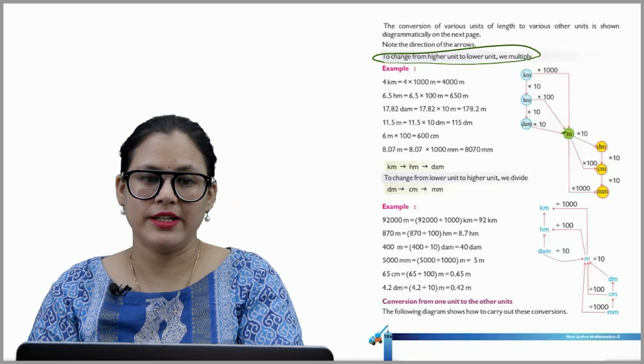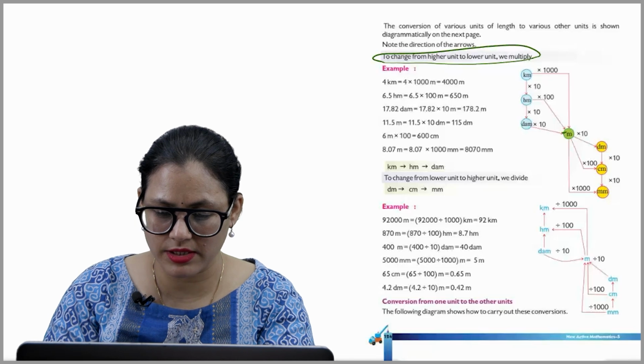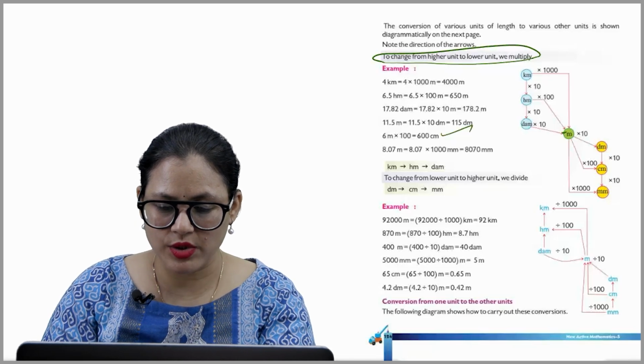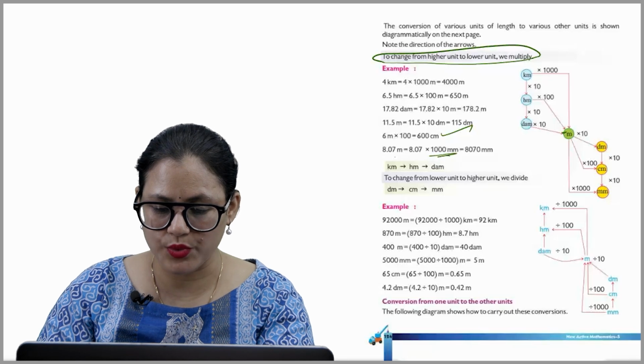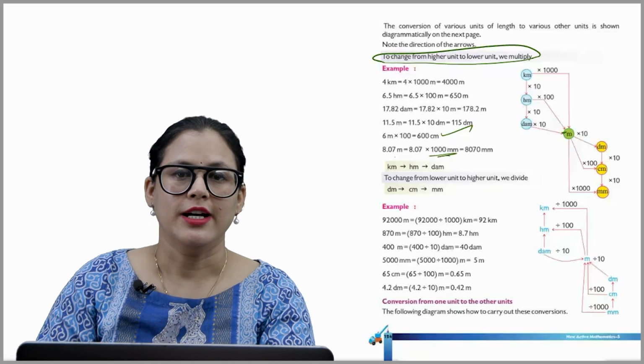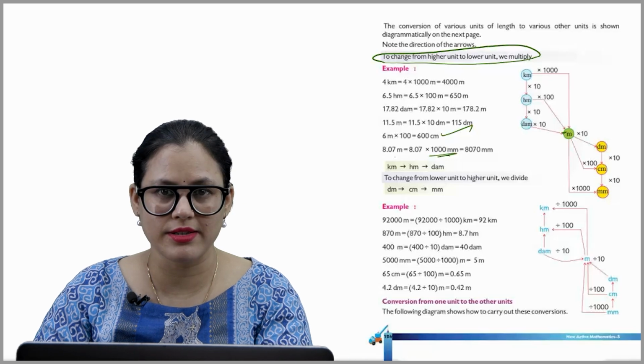6 meter into 100 is equal to 600 centimeter. 8.07 meter is equal to how many millimeter? You will multiply by 1000. See how beautifully this is written here. This has been shown here in this diagram.